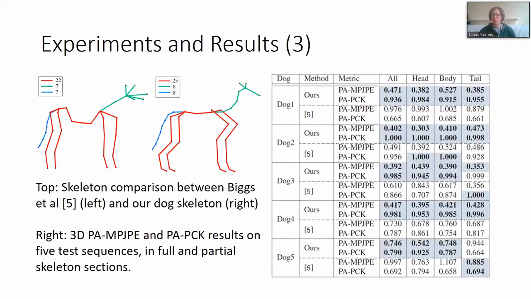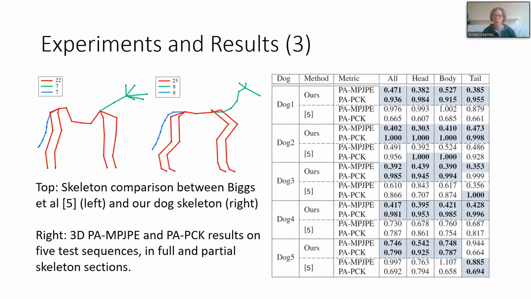We use two different metrics to calculate the accuracy of the pipeline, and we also calculated them for various sections of the skeleton along with the entire skeleton itself. As expected, because depth images contain more information than binary images, we did get more accurate results than Biggs et al. for the most part. Sometimes they got better results for the tail, but for the entire skeleton, ours tended to perform much better.